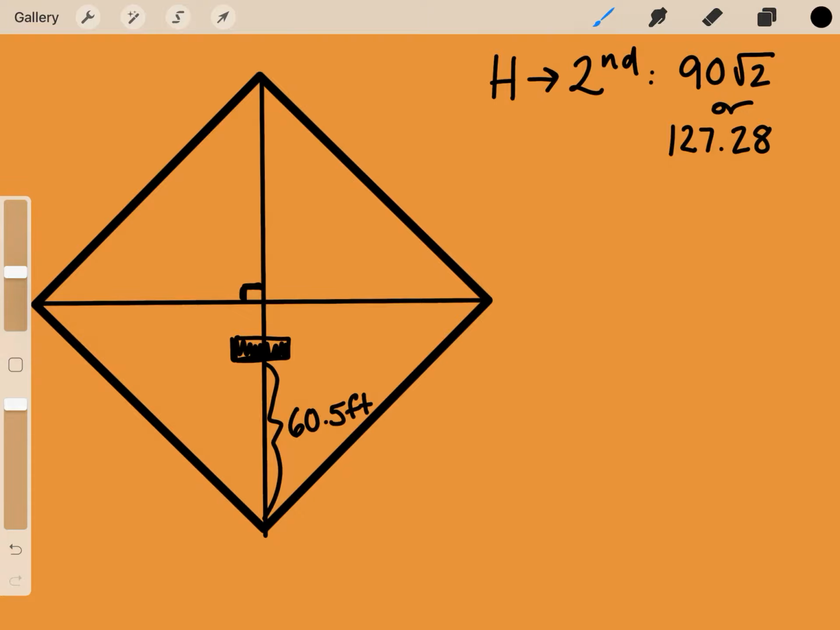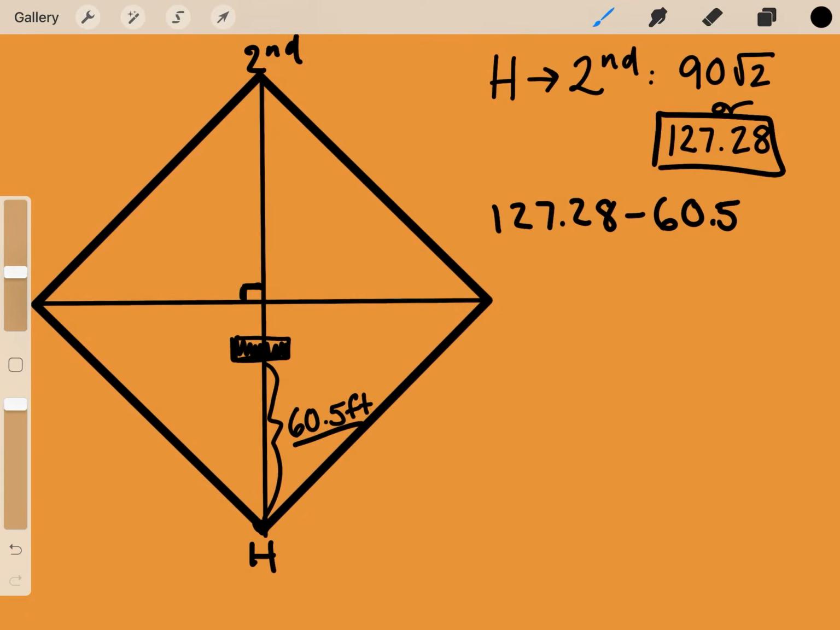So in that problem, it told you that from home plate to the pitcher's mound was 60.5 feet. And from question A, the first question we just went over, we know that from home plate to second base, that full diagonal is 90 radical 2 feet long, which I found its decimal version, which is 127.28. Now, if I know it's 60.5 feet from home to the pitcher's mound, and I know the whole length from home to second base is 127.28, I can just use subtraction, 127.28 minus that 60.5 to figure out the distance from the pitcher's mound to second base.